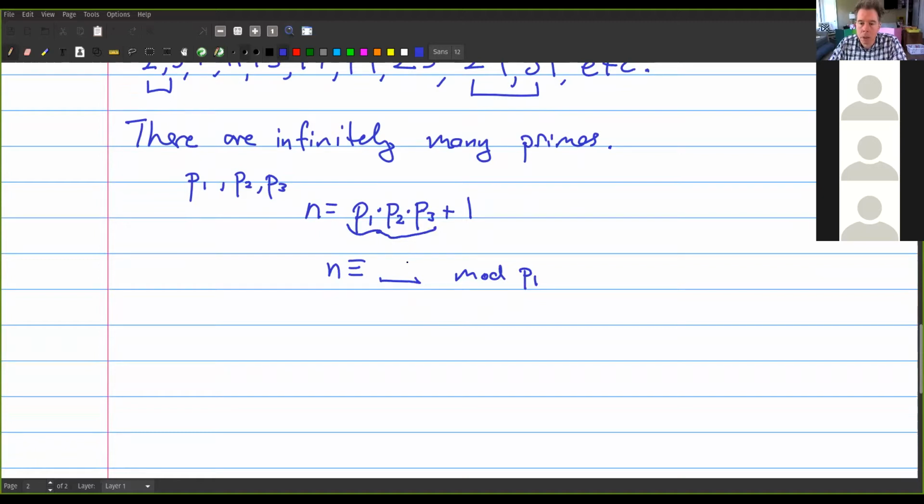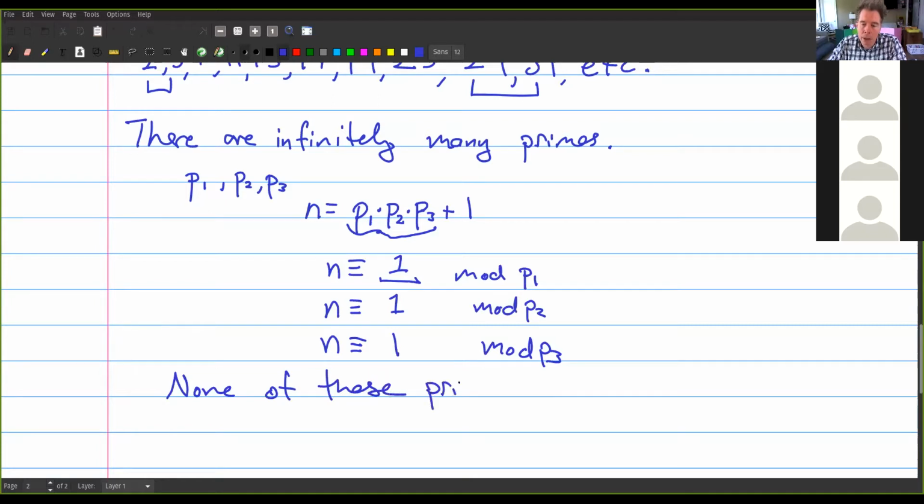All the prime numbers. What I'm trying to get at here is that this number is evenly divisible by P1, right? And so the remainder, when you divide out P1, is 1. And for the same reason, n is congruent to 1 mod P2, and n is congruent to 1 mod P3. And so none of these primes divides n.